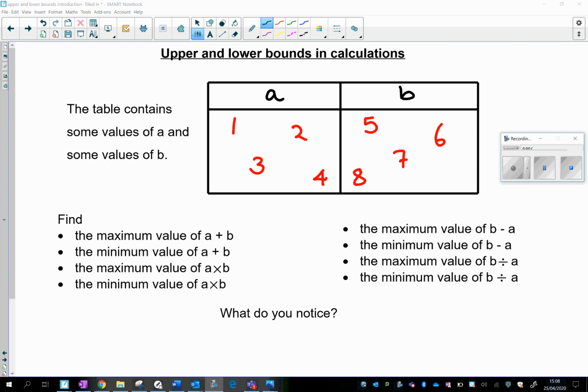Today we're going to look at using upper and lower bounds in calculations. But before we do that, we're going to have a look at some facts about adding, subtracting, multiplying and dividing. First of all, let's have a look at adding.